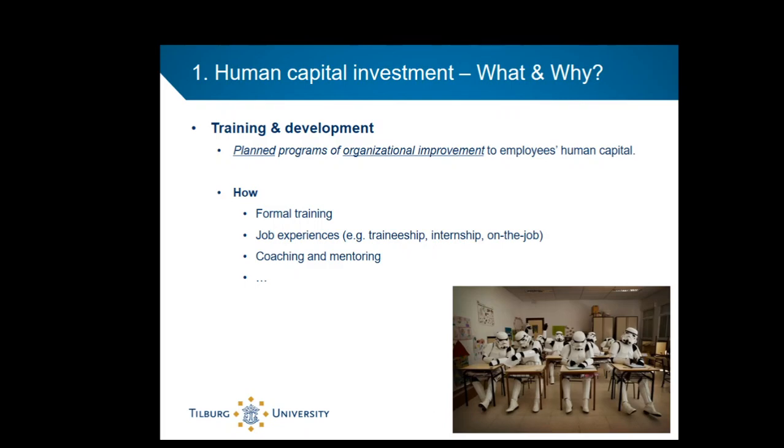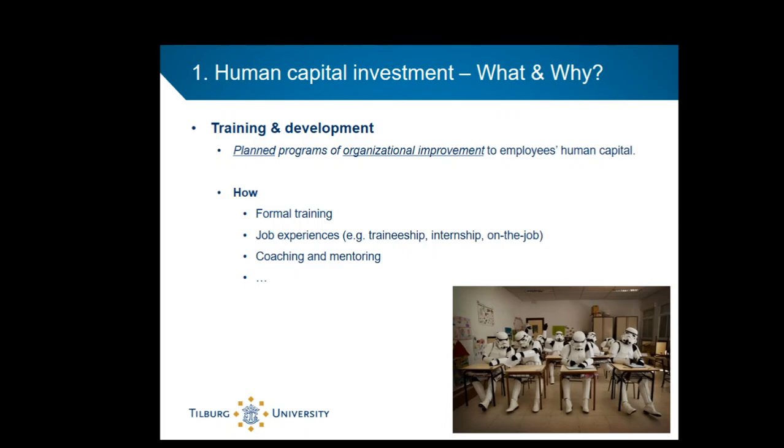Now, previous reasons are among the reasons that employers invest in training for their employees. So training, in this sense, is nothing more than planned programs by the organization. So they're intentional ways to improve employees' human capital base, of course referring to their knowledge, their skills, their attitudes, their behavior, with, of course, the ultimate aim of enhancing organizations' performance and competitive positions.